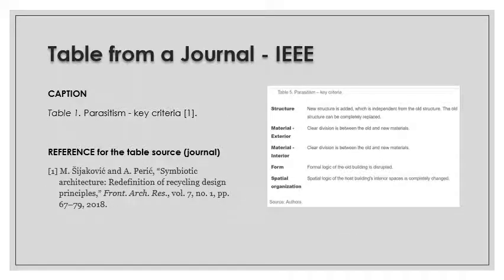In IEEE, it will be like this. The caption almost the same, except now we have the square bracket and the number for the citation. And then the reference at the end will also have that number to show the link between the two of them.